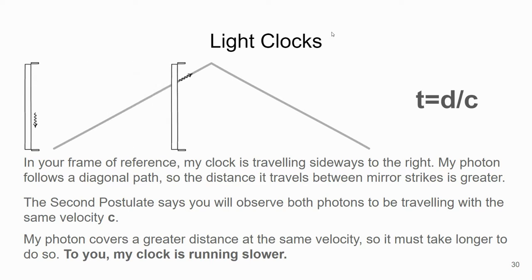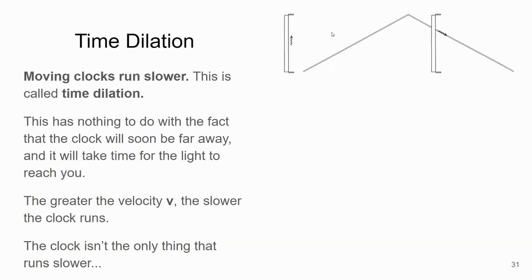It's weird, it's confusing, but that's how it is. So what that means is that moving clocks run slower. This is a well-known effect called time dilation. So dilation, if you go to the eye doctor and they put the drops in and your pupils get big, they would say your pupils are dilated. Dilated means to get bigger. So this is time dilation. The clocks are going to run slow.